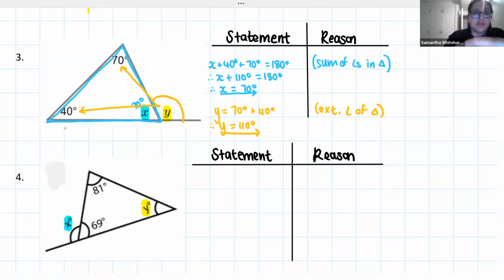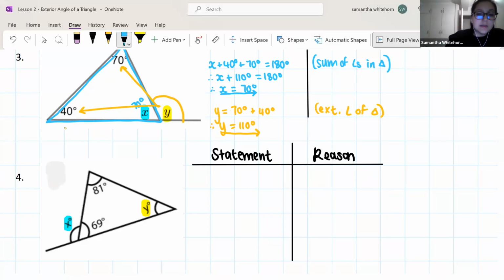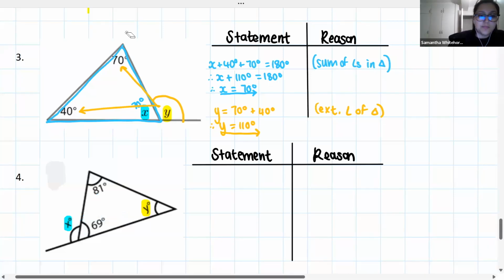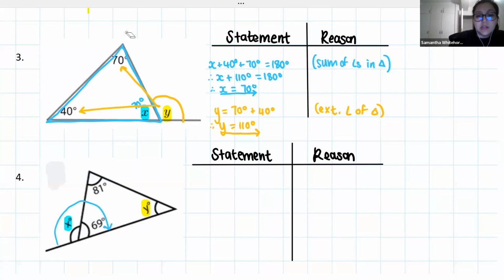When we get to question 4, again, I'm just going to start with X. If I'm starting with X, I can't use exterior angles of a triangle because that would be 81 plus Y, and I don't yet know Y. If you worked Y out first, then you could use exterior angles of a triangle. If I'm going to do X first, though, I'm going to have to use angles on a straight line. So I know that X plus 69 degrees must equal 180 degrees because of angles on a straight line.